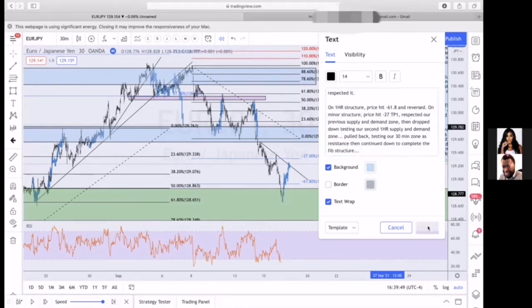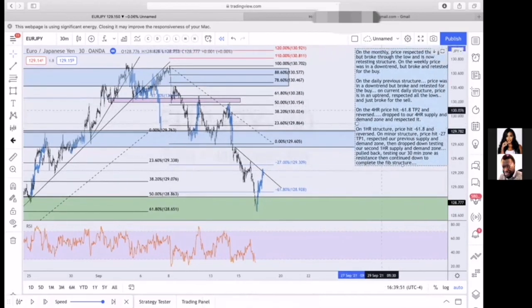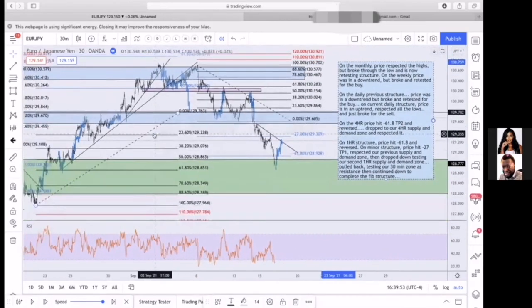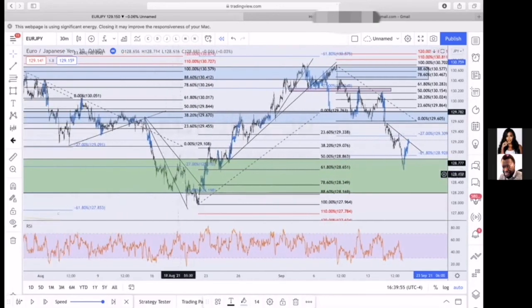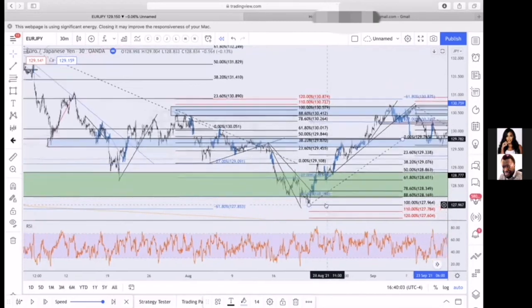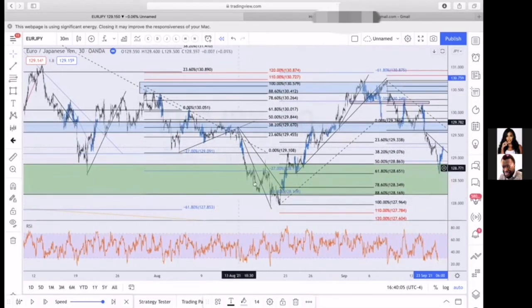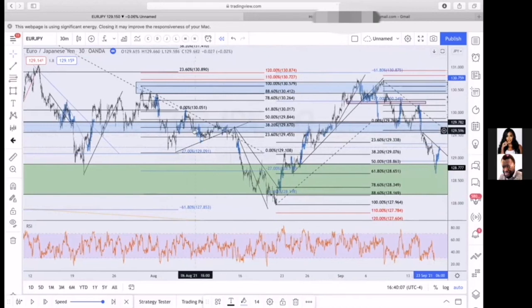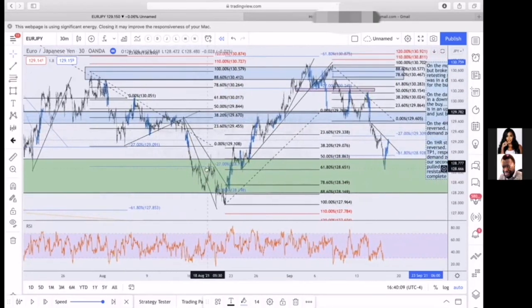All right, so let me walk you through what I just typed. On the 1-hour, price hit negative 61.8 in reverse. This is over here. So remember, this was our 1-hour fib. Point A, point B, price pullback. It literally hit our negative 61.8. Now, this fib we don't really need because that one's over and done with. That's what I mean by the minor structures. Once they're done, they're done. So we don't need to do anything else with it.